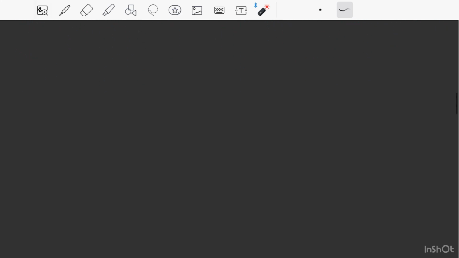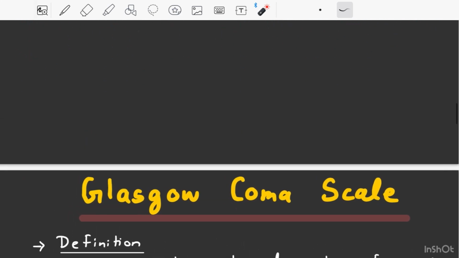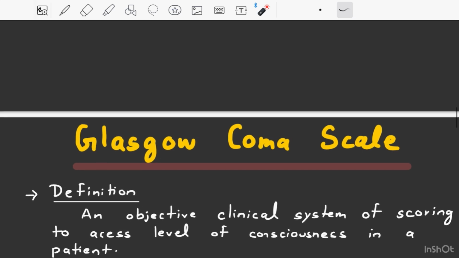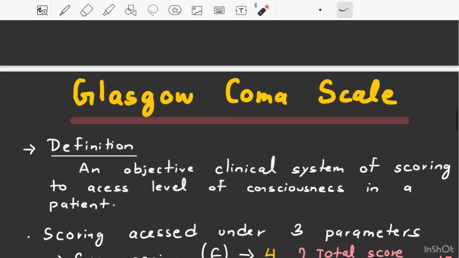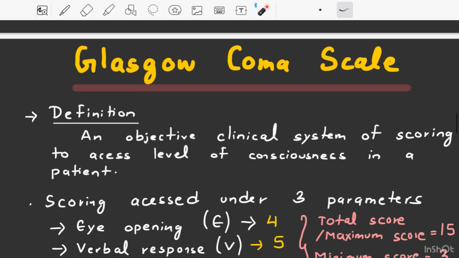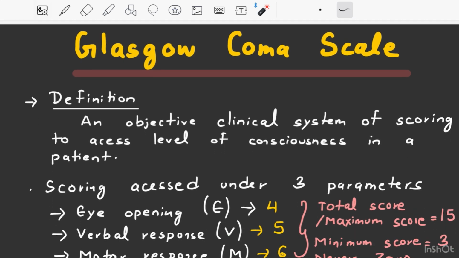So today's topic is Glasgow Coma Scale. At first we look at the definition of Glasgow Coma Scale. What is Glasgow Coma Scale? I'm sure you must have heard this term, which is a famous term in the medical field.